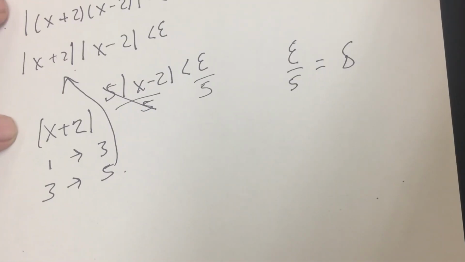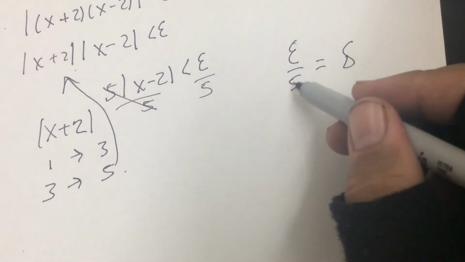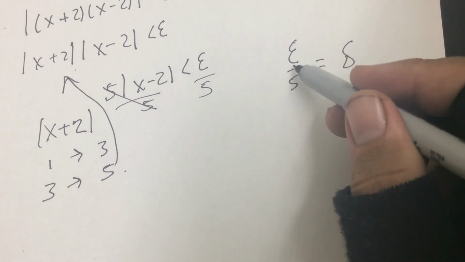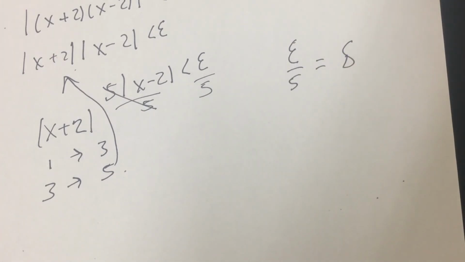So if we're within that epsilon over 5, we're going to be good. That'll give us close enough to whatever our delta needs to be, so however close we need to be to y. If we pick an x that's within epsilon over 5, if you think about it that way, we're going to be golden. So that's it for the lesson.